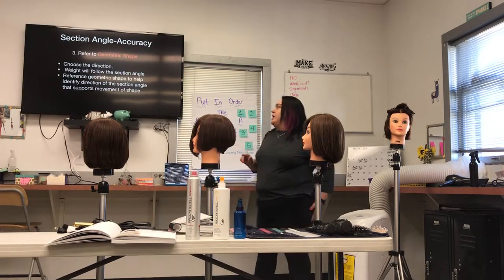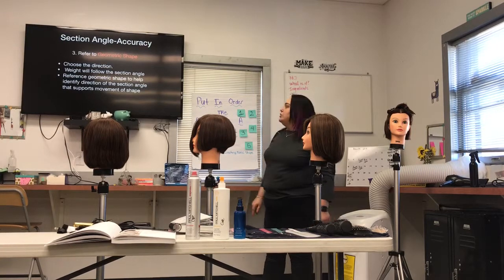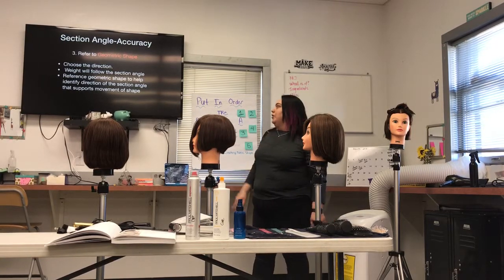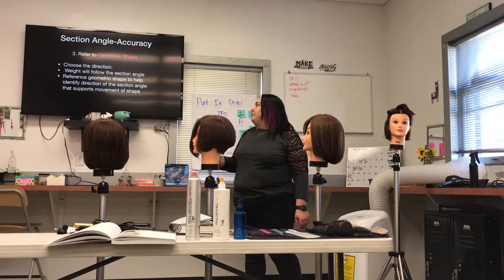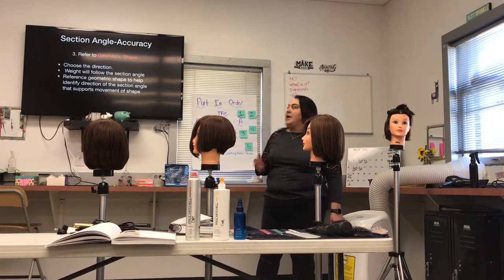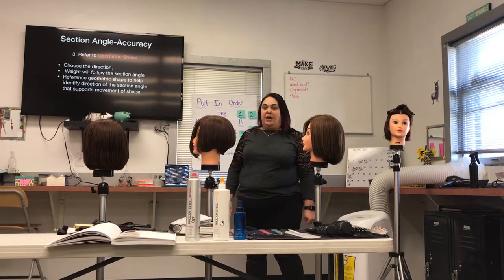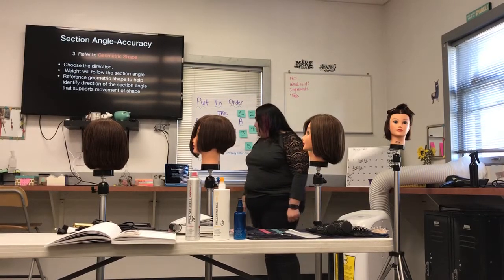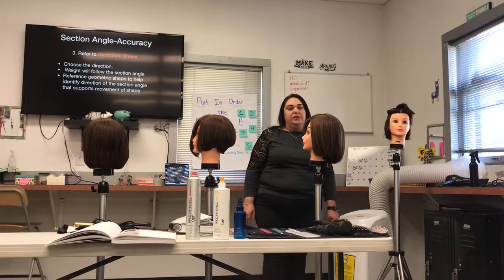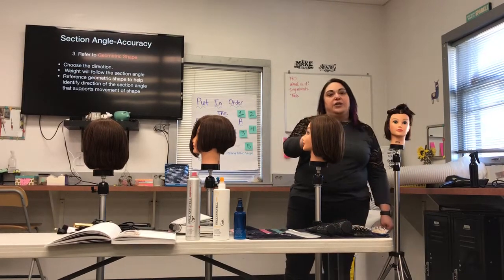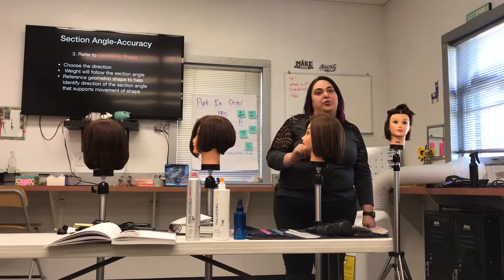And then we have our geometric shape. We're going to choose the direction, the weight will follow the section, and we're going to reference a geometric shape to help identify the direction of the section angle that best supports that movement. So when we have a round one length, the best section angle we're going to take is a horizontal diagonal back section.